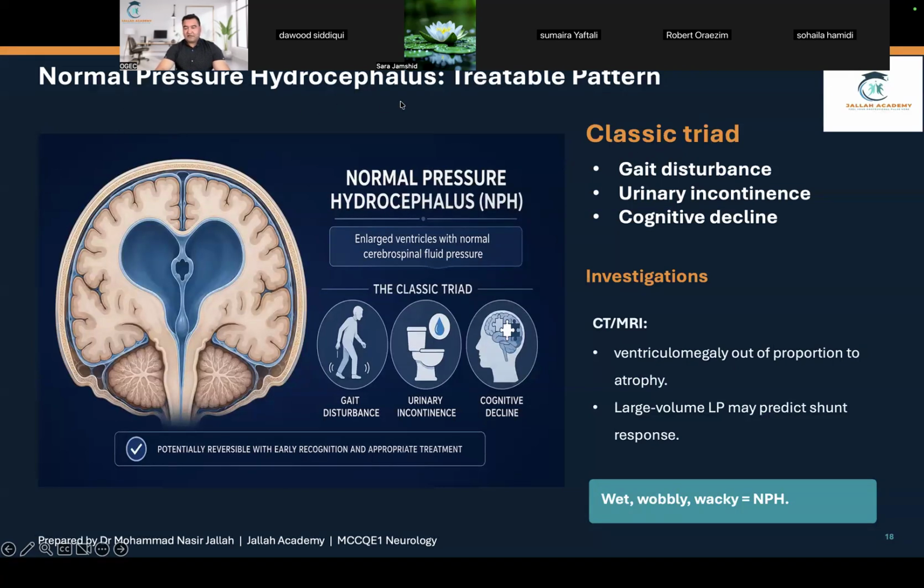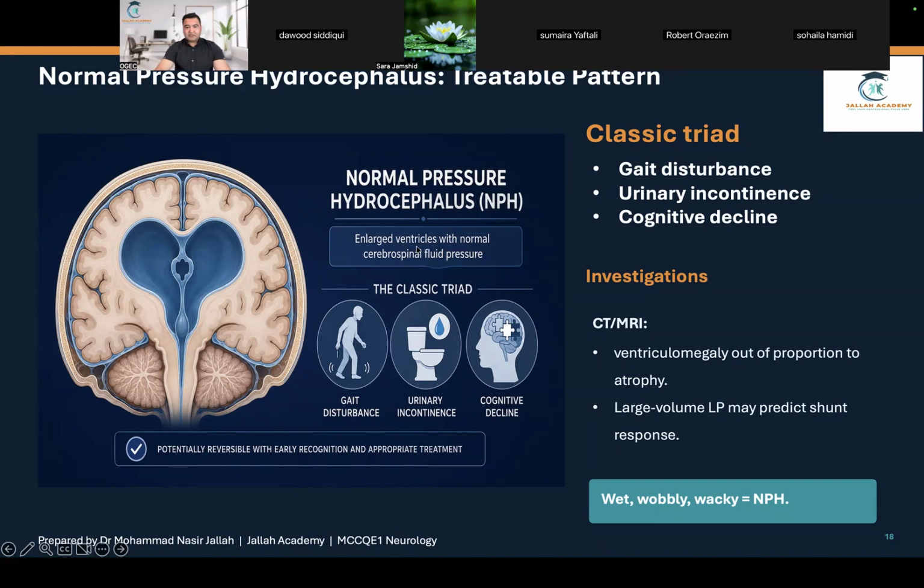Normal pressure hydrocephalus. Normal pressure hydrocephalus has a triad. The patient will have gait problem, urinary incontinence, and dementia. So if you have somebody who has these three, the triad of dementia, incontinence, and gait problem or ataxia, it is normal pressure hydrocephalus.